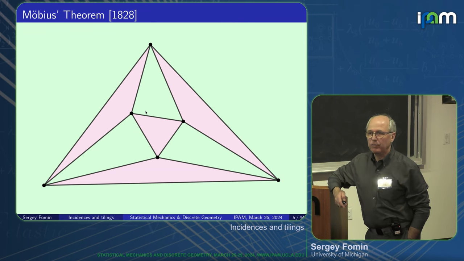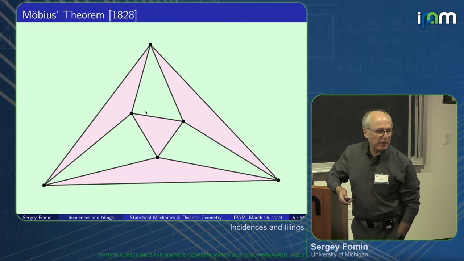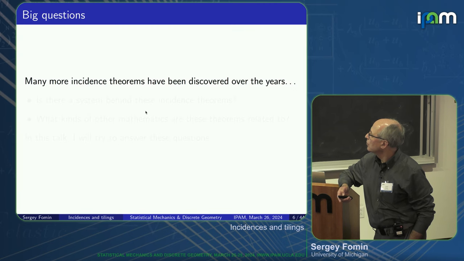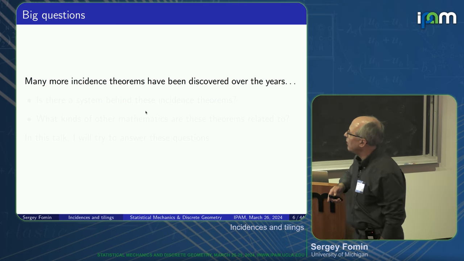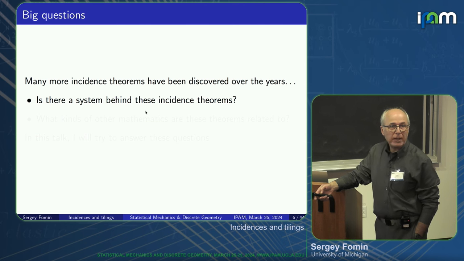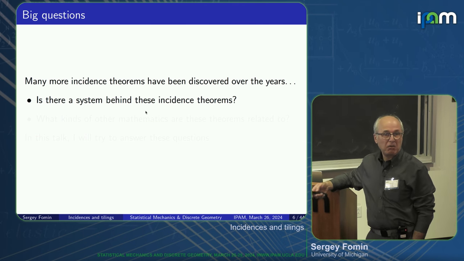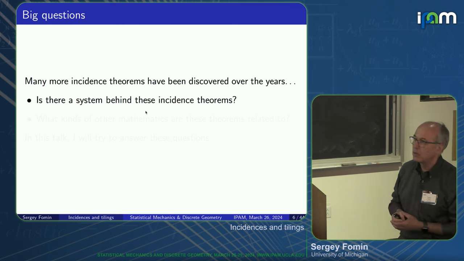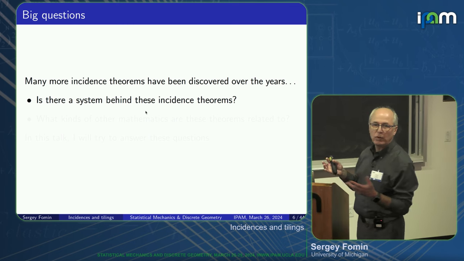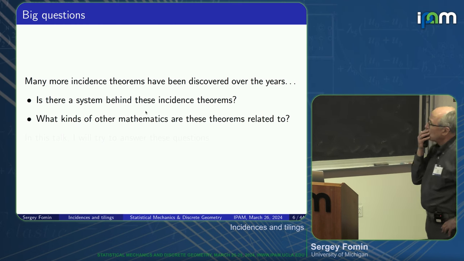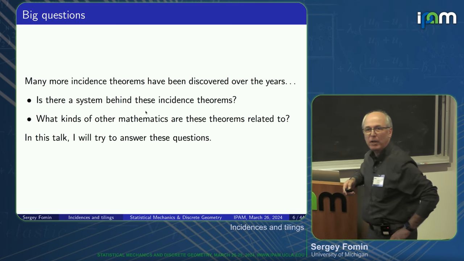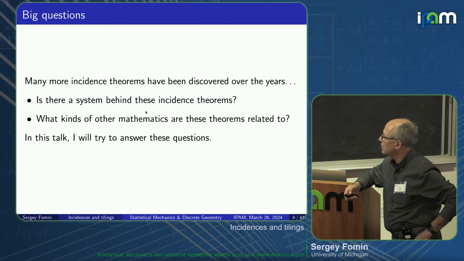So this theorem occupies the same place as Desargues and Pappus occupy in two-dimensional linear incidence geometry. Of course, these are just the simplest ones. There are many more. And one naturally wonders, is there some kind of general nomenclature of these theorems? Can we make sense of them all? Like, where are they coming from? And what other mathematics is this all related to? So that's what I will attempt to answer in this talk.